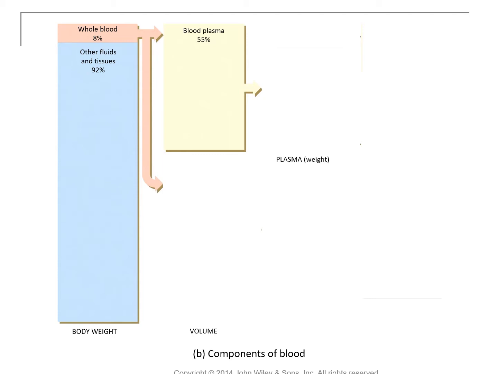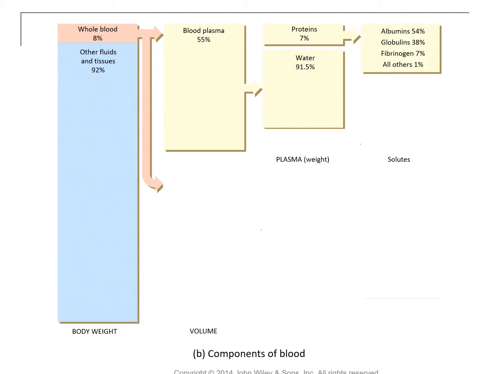And what are the components of blood plasma? Well, by weight, it's about 91.5% water, about 7% proteins. And those proteins consist of albumins, globulins, fibrinogen, and other trace proteins. Other solutes include electrolytes, nutrients, gases, regulatory substances such as hormones, and waste products.